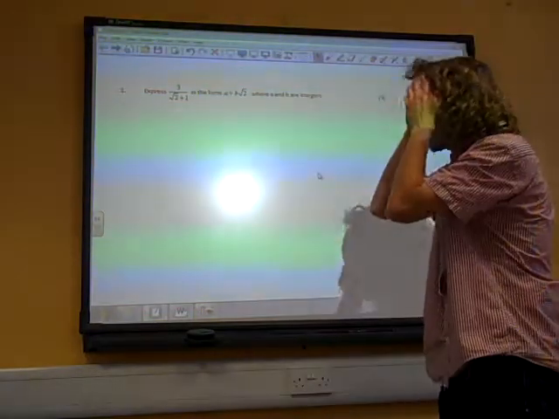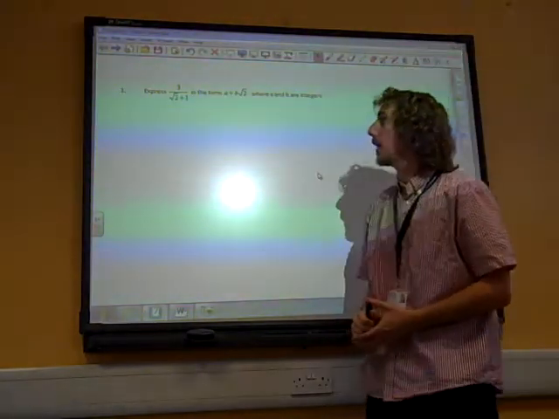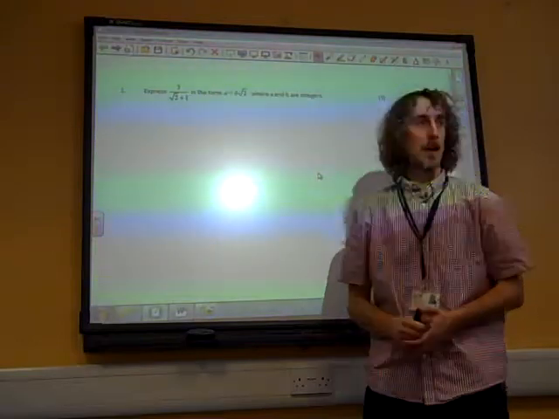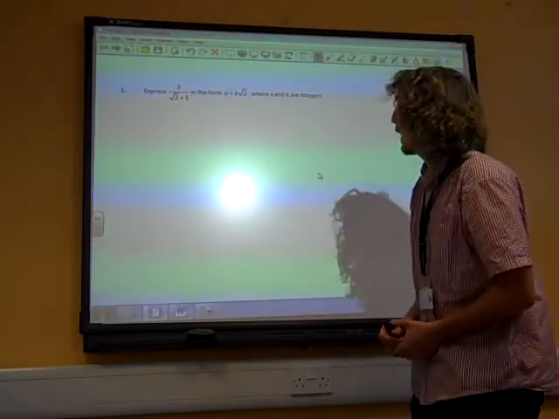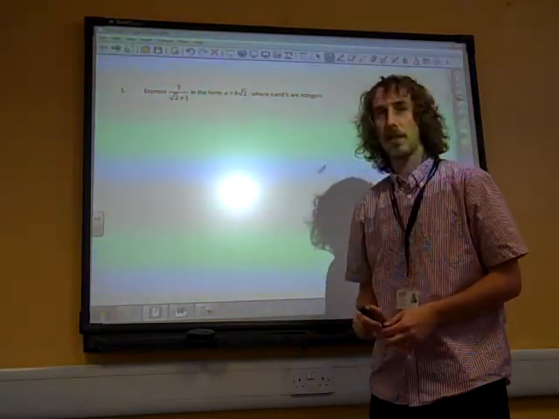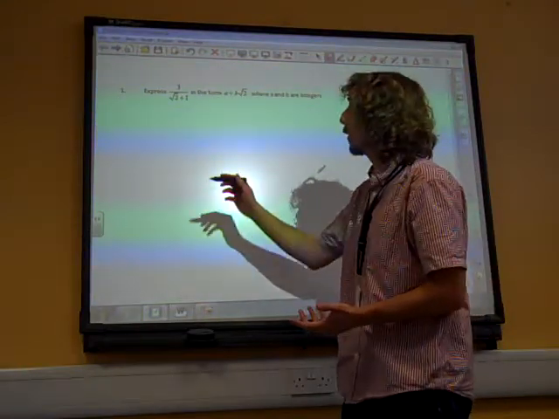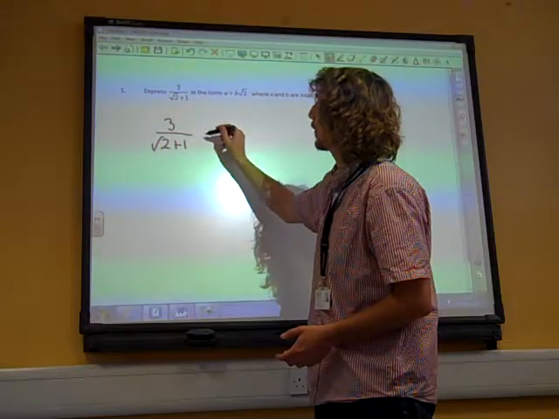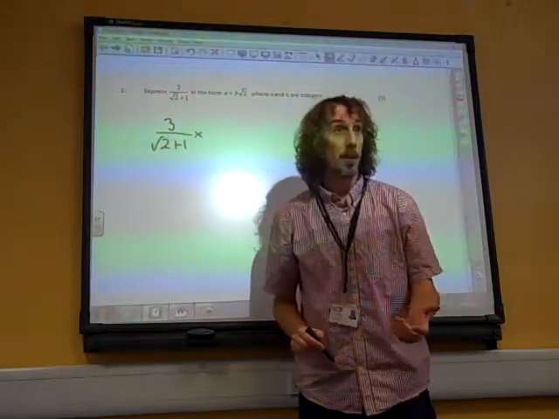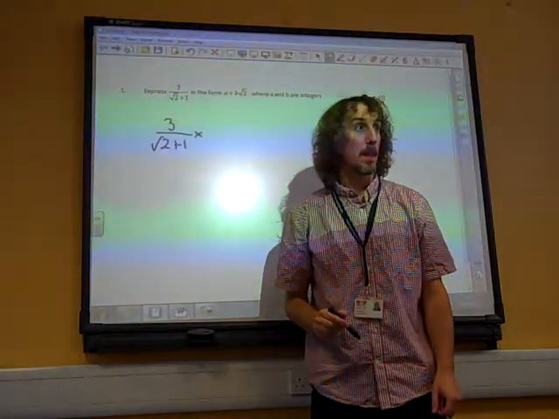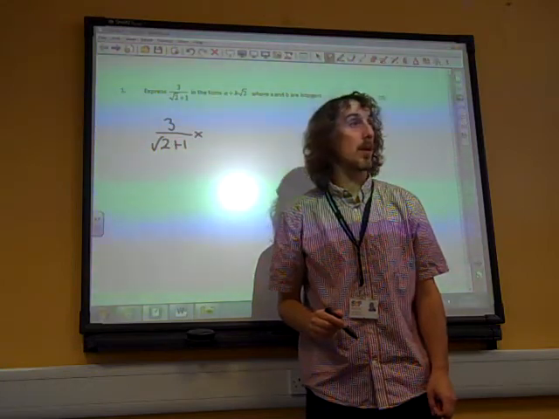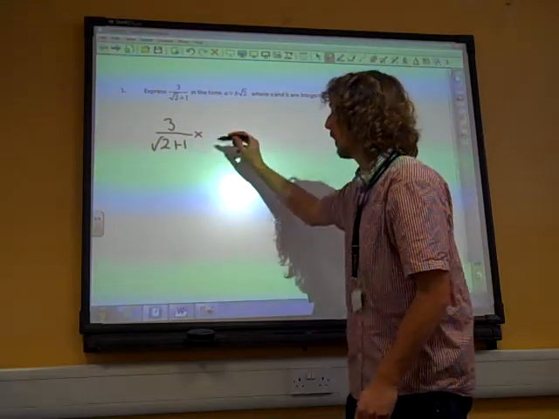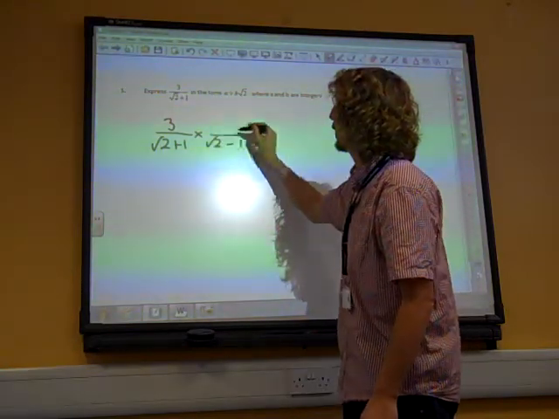Okay, question 1 was express 3 over root 2 plus 1 in the form a plus b root 2, where a and b are integers. So a nice kind of easy start. We've done a few of these now. So we're going to need to multiply top and bottom of this fraction by what? Root 2 minus 1. Yeah, root 2 minus 1. We need to change the sign now.